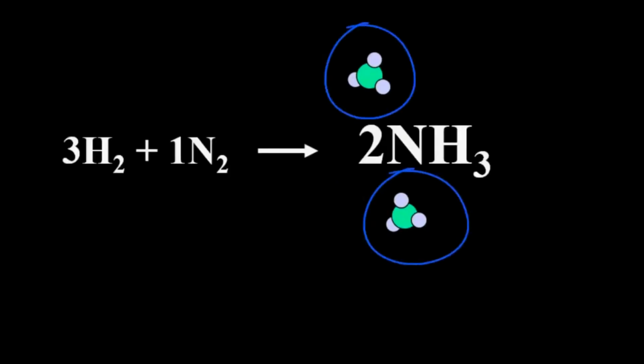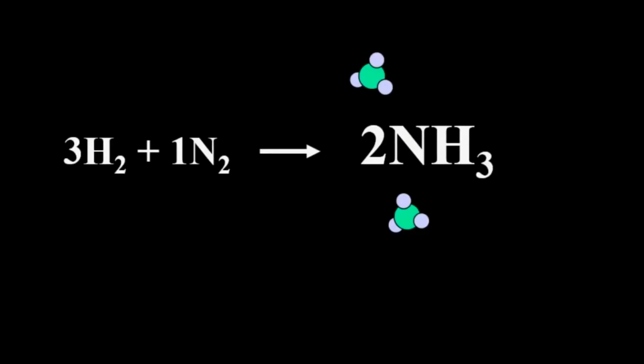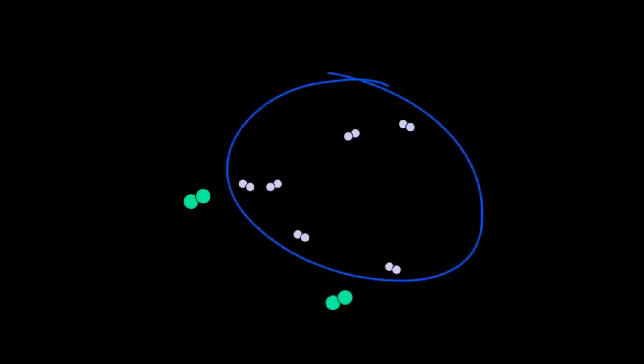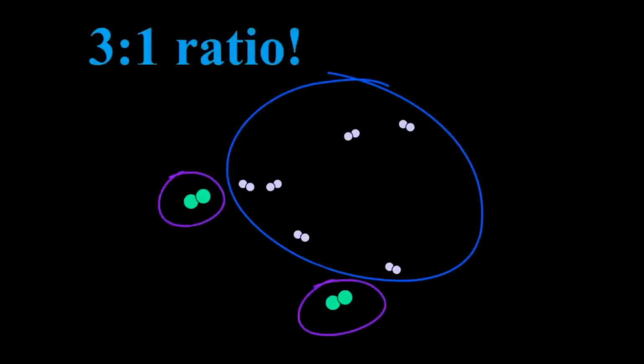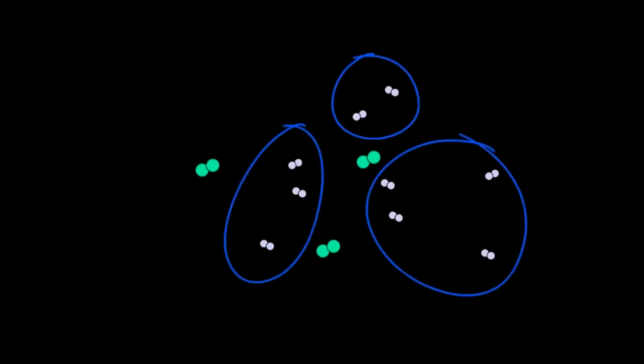So let's see how that works. The 3 hydrogens collide with 1 nitrogen and everything is broken apart and reformed as 2 ammonia molecules. In our everyday world, we are working with massive amounts of particles, and so what the coefficients can actually tell us are simply the ratios of what is going on in the chemical reaction. For example, if we have 6 hydrogen molecules, they are going to react with 2 nitrogen molecules. Or, if we have 9 hydrogen molecules, they are going to react with 3 nitrogen molecules.